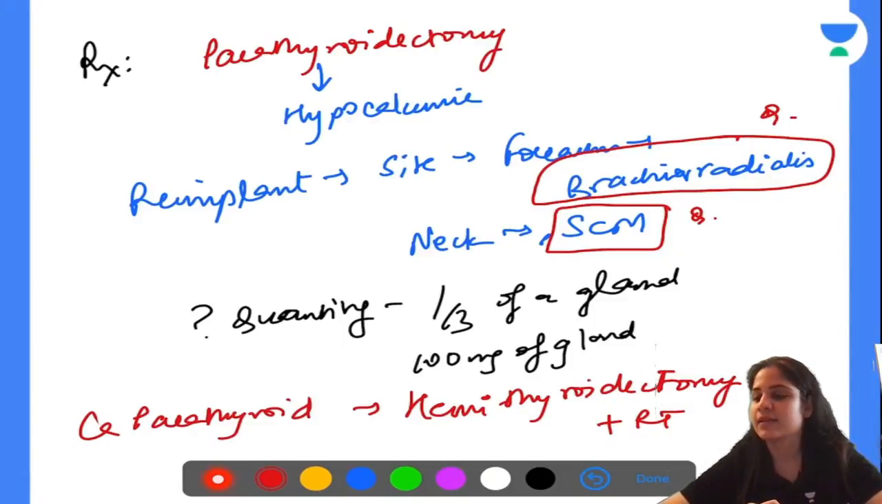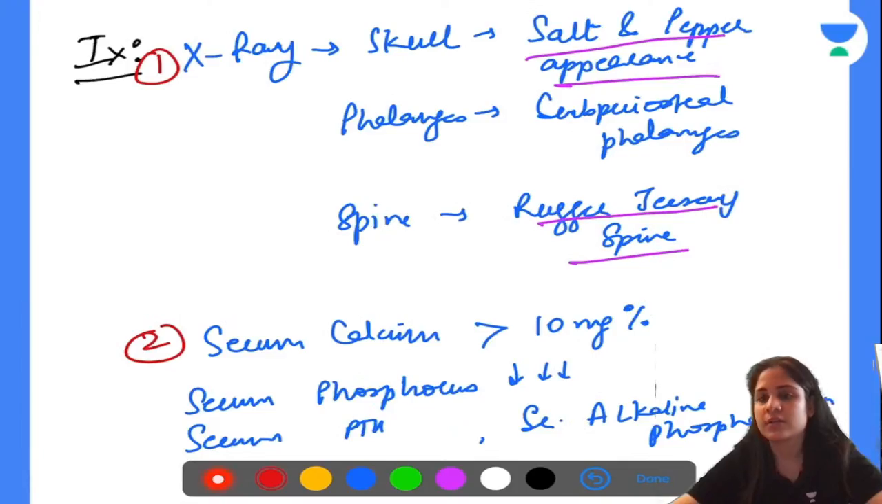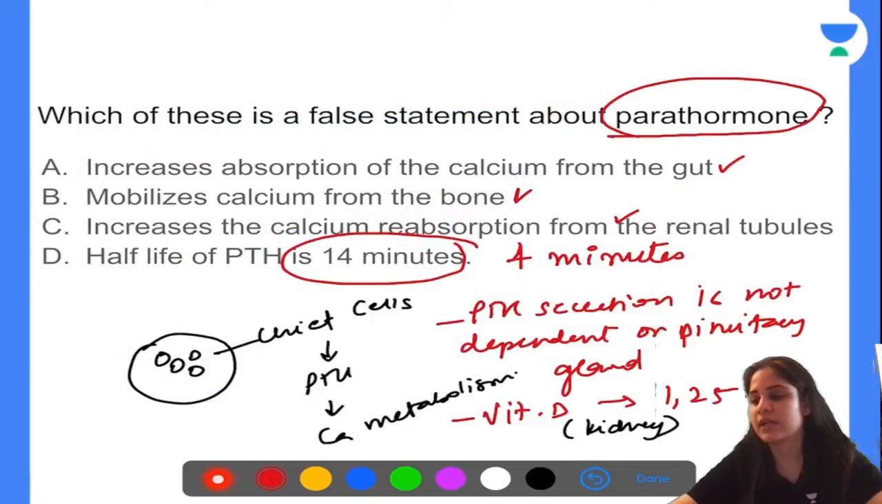Okay. All right. So that is all about parathyroids, breast, and oral cavity as well as salivary glands. I have touched upon the things that we missed in the last class. Okay. So all done for today.